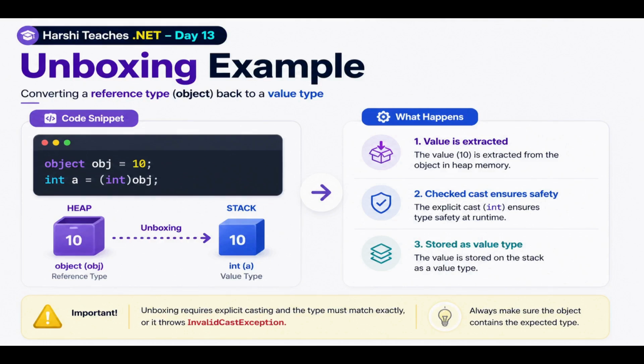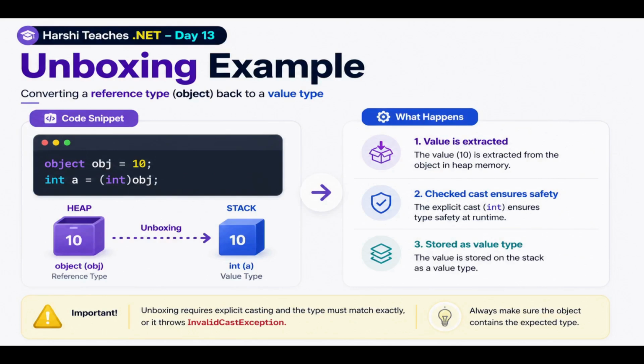So, here we have a simple example. First, we create an object like this. Object obj is equal to 10. Now what's happening here? Even though 10 is a value type, it is stored inside an object, which means it is now sitting in the heap. So far, this is boxing, which we already understood.